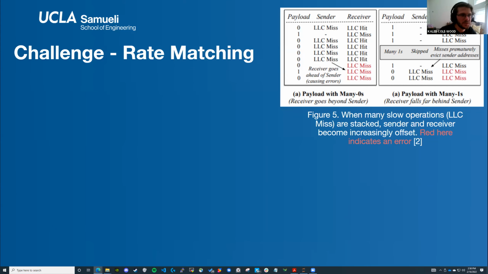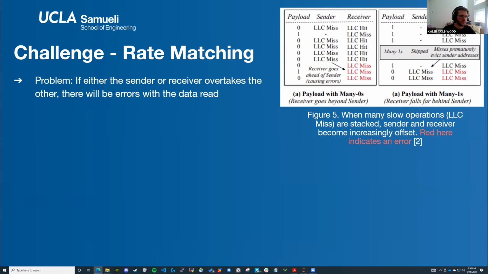All right, thanks, Zion. So I'm going to continue with talking about some of the challenges that Streamline encountered to overcome. The first one being rate matching between the sender and receiver. Generally, due to the latency between a cache hit and a cache miss, a receiver can overtake a sender and read garbage data, or the receiver can fall too far behind and the addresses it's supposed to read will be prematurely evicted. Similar to how we discussed earlier, where a 0 bit is fast and a 1 bit is slow.